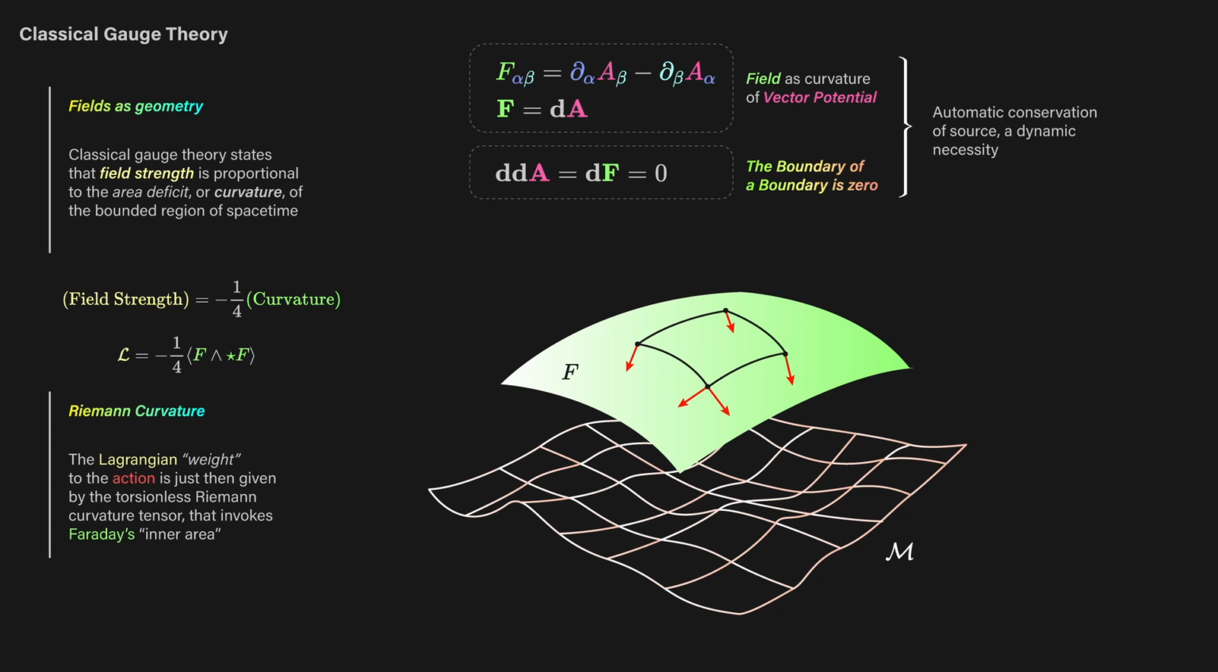So roughly speaking, we can put the field strength as equal to -1/4 of the curvature. And we can write this down as the Lagrangian being equal to -1/4 of the inner product between F and the dual. And of course the field strength is not the Lagrangian. The field strength comes after we integrate the particle action and so on. But I just want to try to make that idea clear, that the field strength is proportional to the curvature.